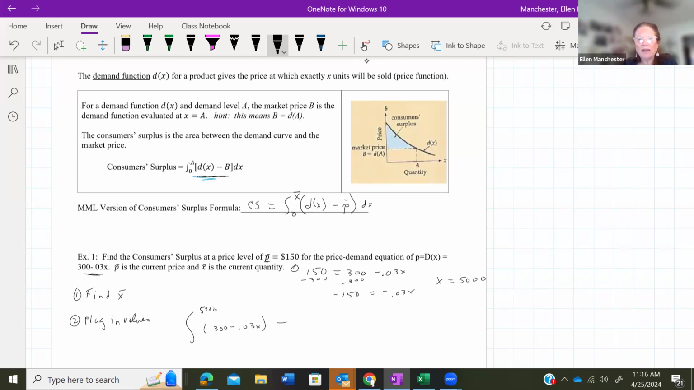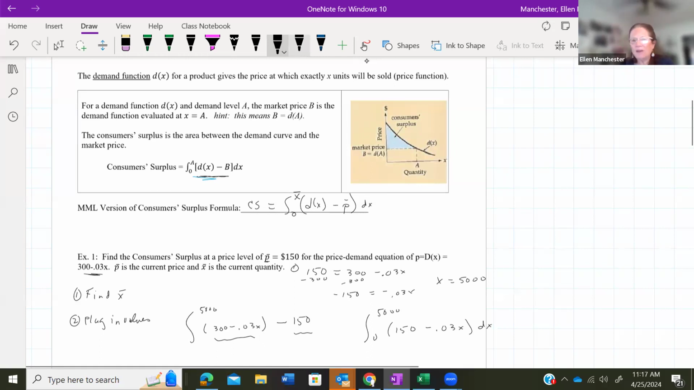And I'm going to subtract off my price. Okay, so again, this is just like what we did. This is our top function minus the bottom function. Now we're right back to what we did on Monday: the top function minus the bottom function. So now I'm going to simplify. So 300 minus 150 is 150 minus 0.03x. And this is all in terms of x.